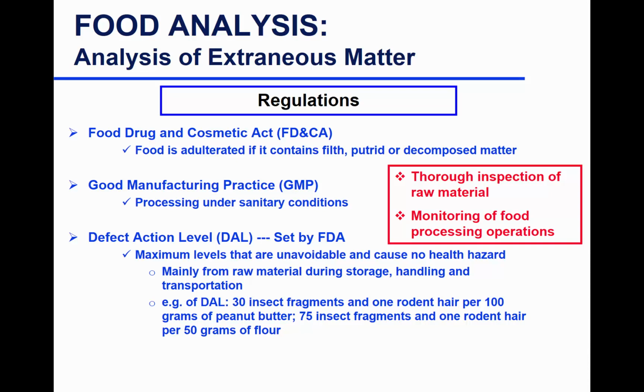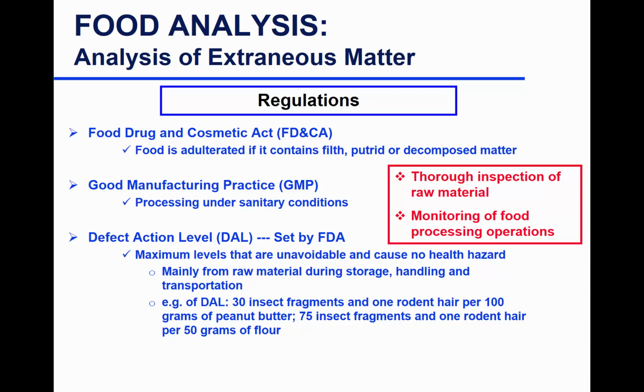The Food, Drug, and Cosmetic Act stated that food is adulterated if it contains filth, putrid, or decomposed matter above the defect action level. So there is a defect action level for different types of food, because like I said, it's very hard not to have any filth or extraneous matter in your sample, food, or ingredient. But good manufacturing practices limit how much winds up in the food, through thorough inspection of raw material.